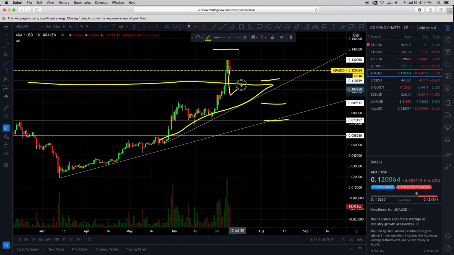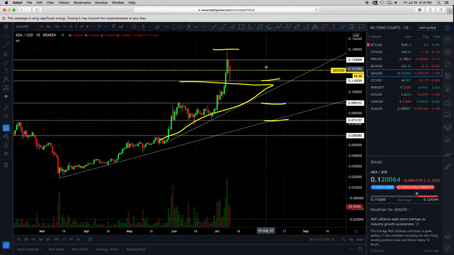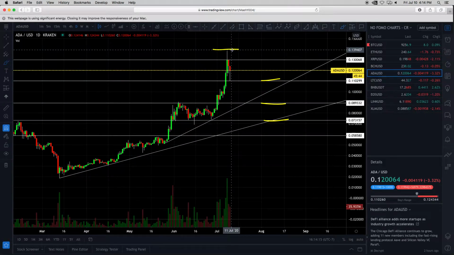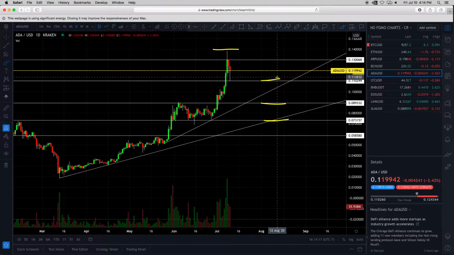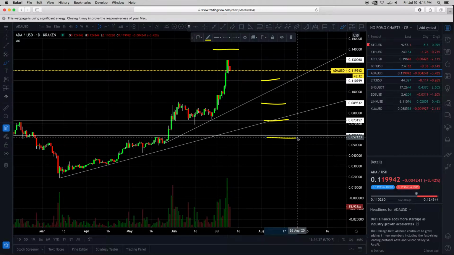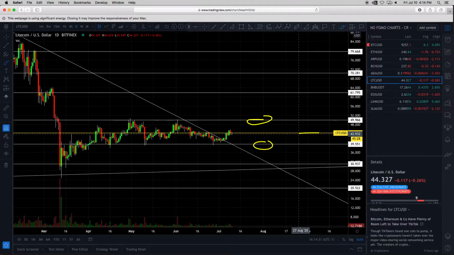So again, it could break down to these 4 price levels. So resistance up above, 14 cents. Immediate support, 11 cents. Support 2, 9 cents. Support 3, 7 cents. Support 4, 5 cents range. All right, so Cardano. Next up, Litecoin LTC USD.